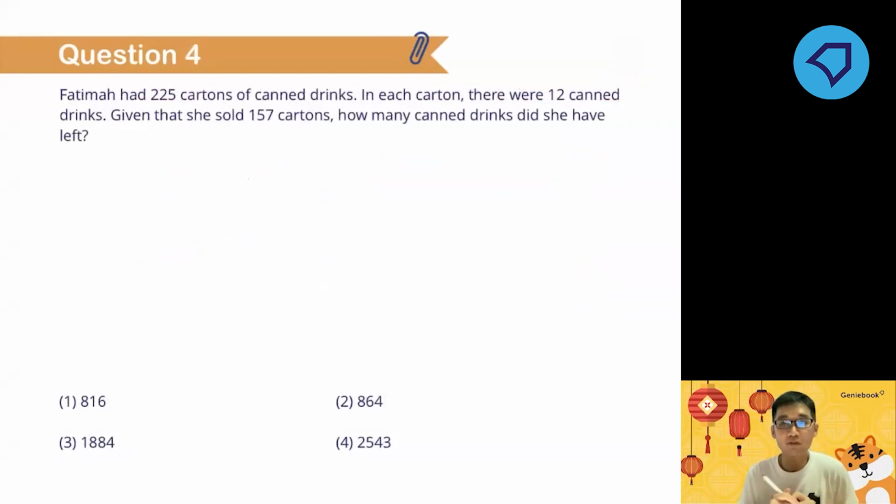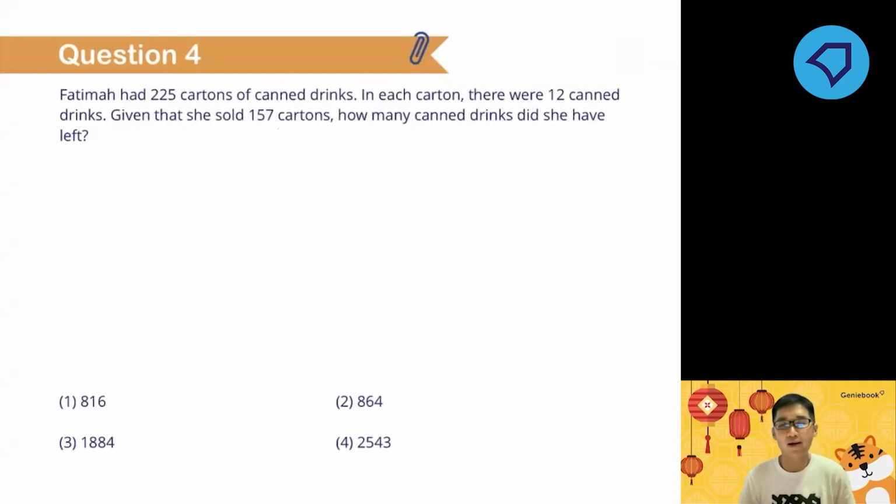Okay, now in question 4, we have Fatima. Wow, again, all these characters here, they either have a lot of oranges or a lot of eggs, right? In this case, lots of canned drinks. Okay, so let's see what Fatima had. Fatima had 225 cartons of canned drinks. In each carton, right? Another clue here. In each carton, there were 12 canned drinks. Now, given that Fatima sold 157 cartons, how many canned drinks did she have left?